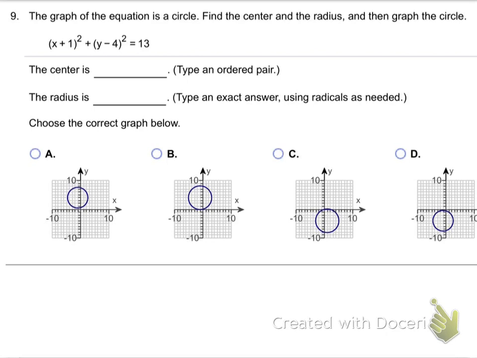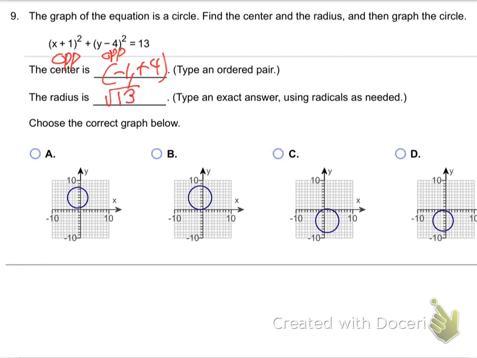Okay, and number 9, it's another circle, opposite, opposite. So they're asking me for the center right here. That'll be negative 1, positive 4. Negative 1, positive 4. Okay, what's the radius? It's the square root of the number on the right side, square root of 13.